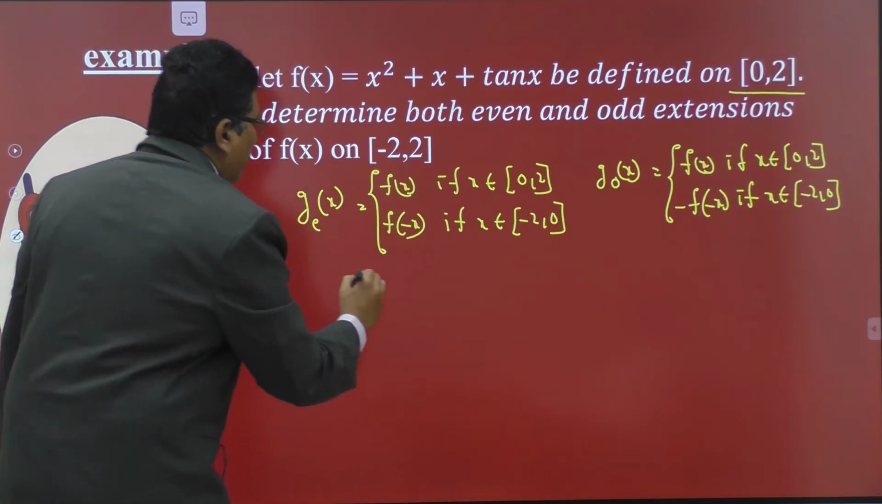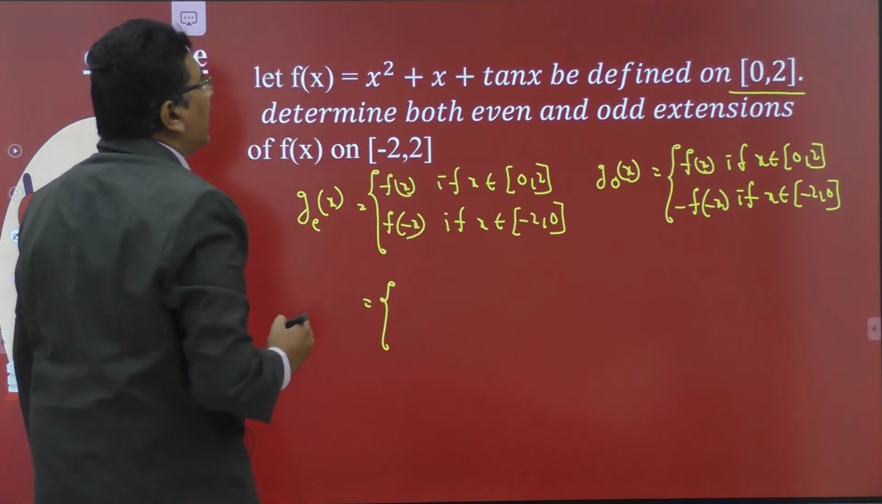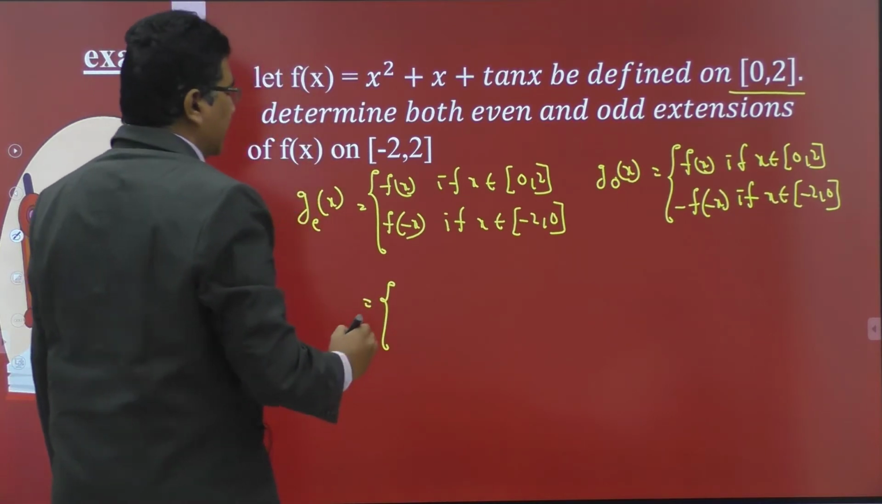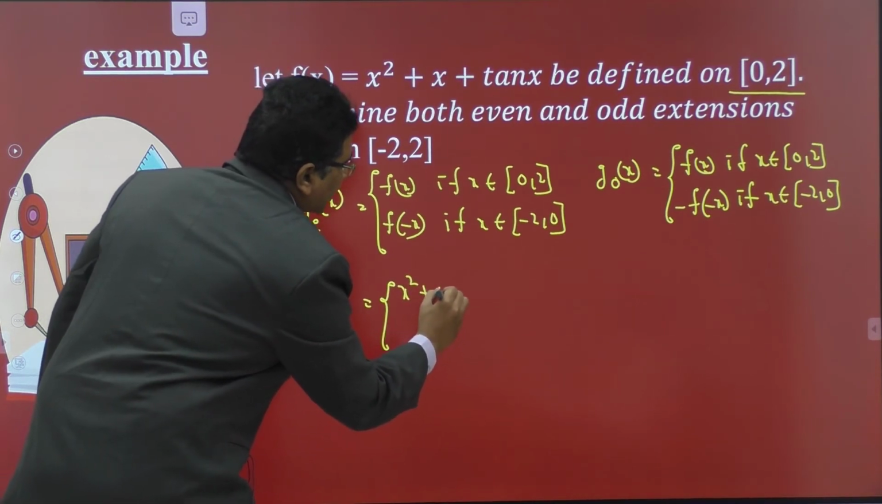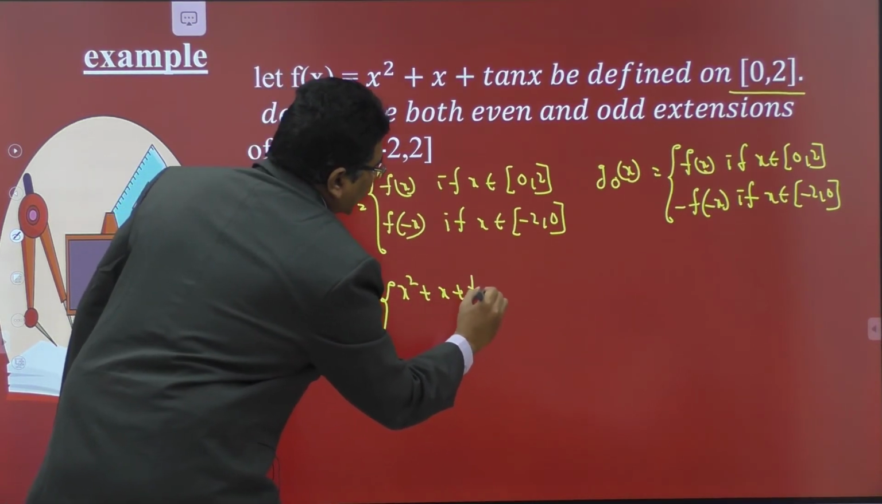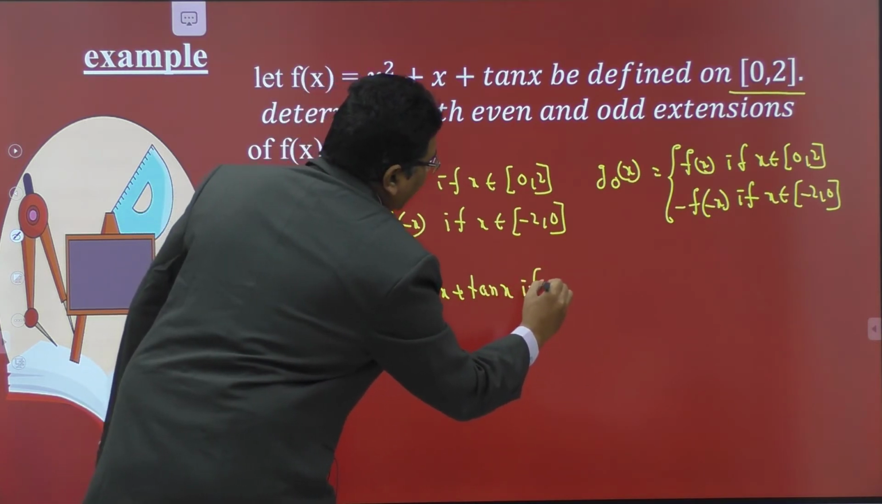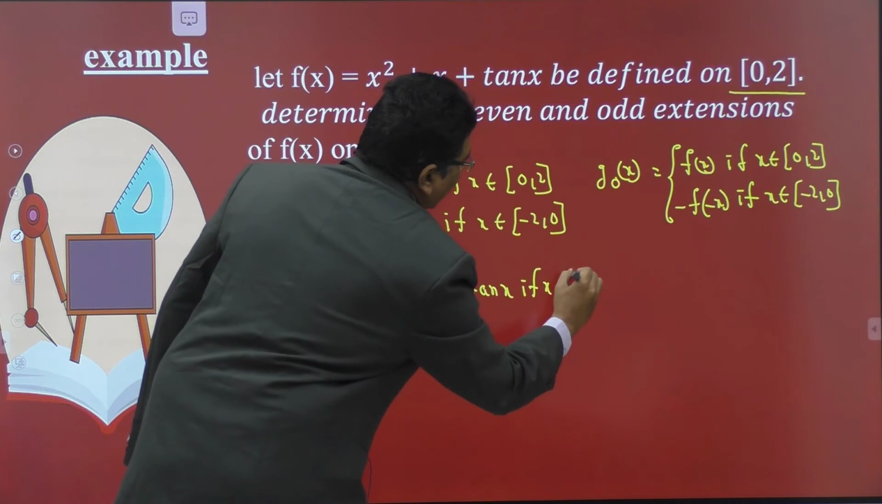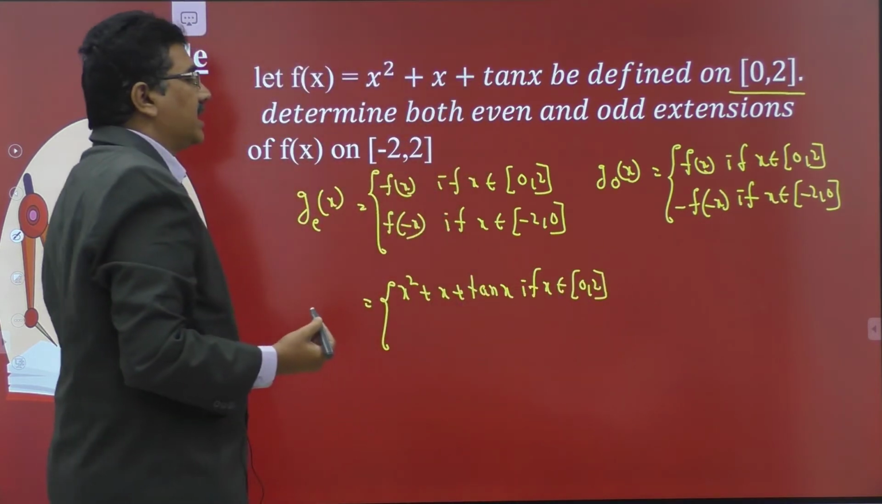Right? Now that is equal to f of x. Here f of x is equal to x square plus x plus tan x if x belongs to the closed interval 0, 2.